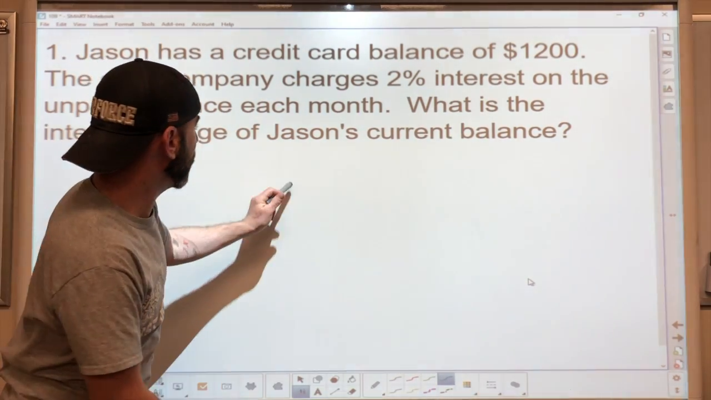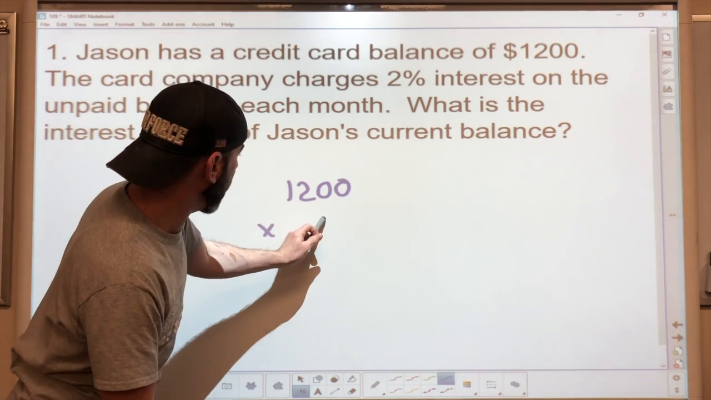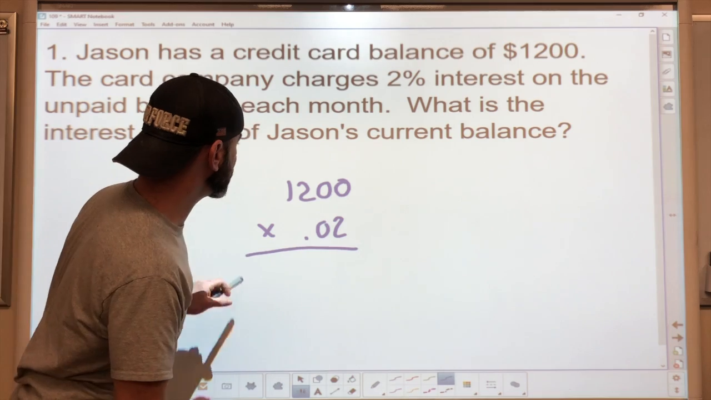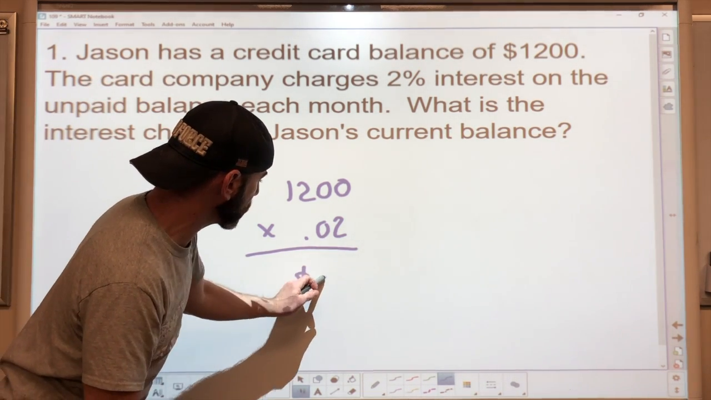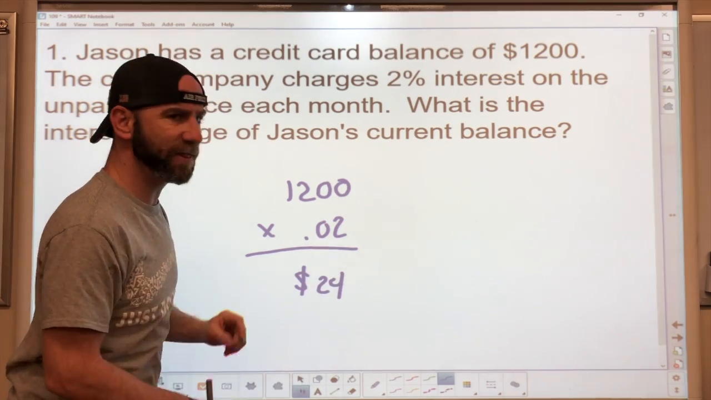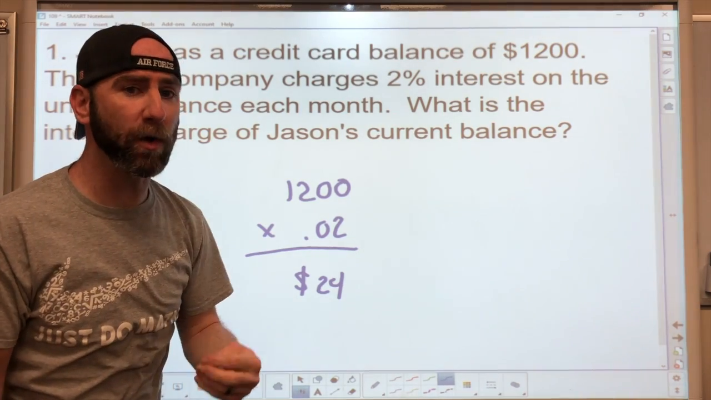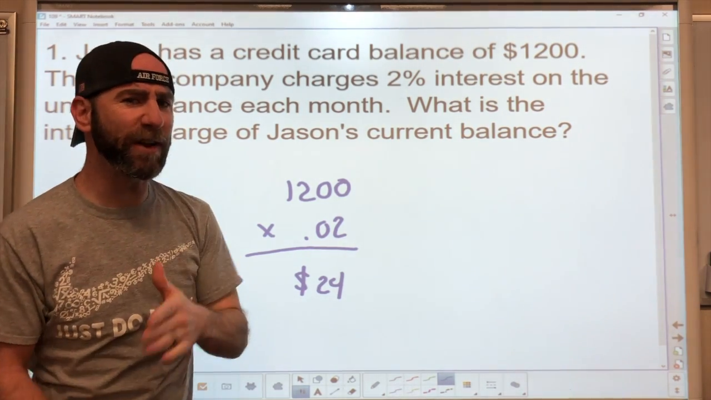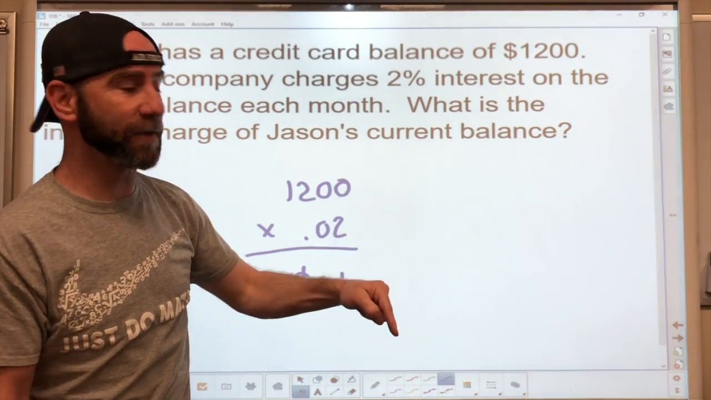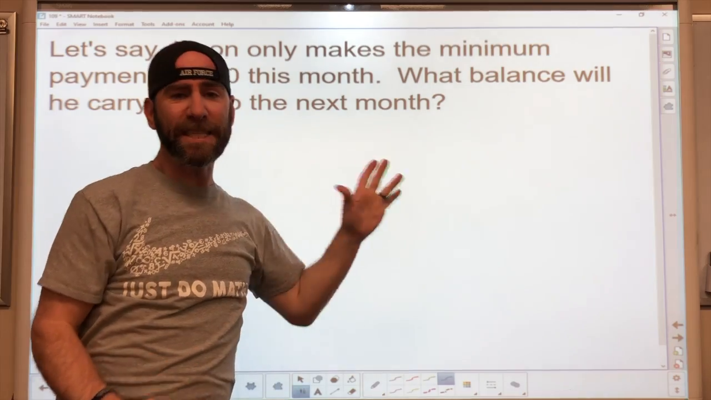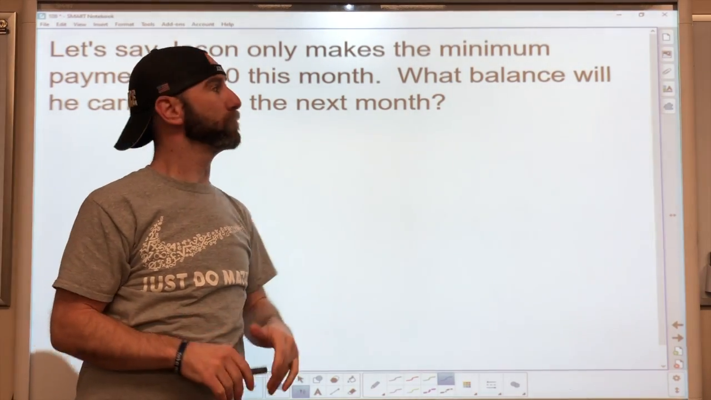So we're going to take the $1,200 that Jason owes, multiply it by our 2%, work the product here, and you're going to see that Jason owes $24 this month on top of the $1,200 he already owes. So he doesn't just owe $1,200 now, he owes $1,224 to the company. This is going to give you a look at how dangerous credit cards can be.